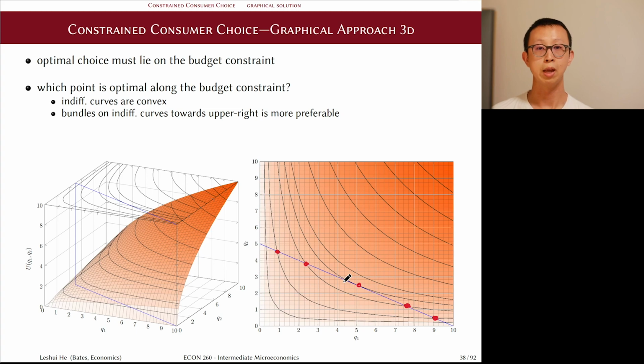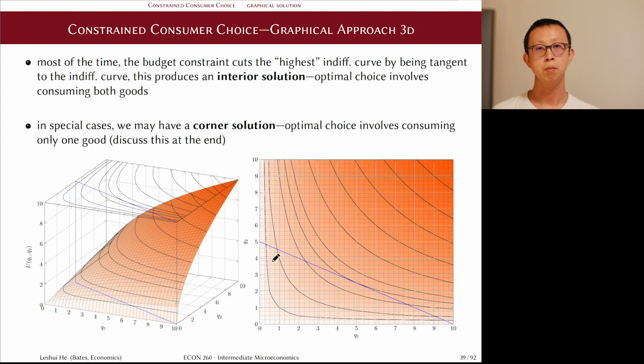Understanding the insight would help us to locate optimal choices in the consumer's problem even when the indifference curves are shaped in a way that is not tangent to the budget constraint anywhere. We will see such examples later in this course. Most of the time, the budget constraint cuts the highest indifference curve by being tangent to it. This is the case we discussed so far, which would produce an interior solution. That means the optimal consumption bundle involves consuming both goods.